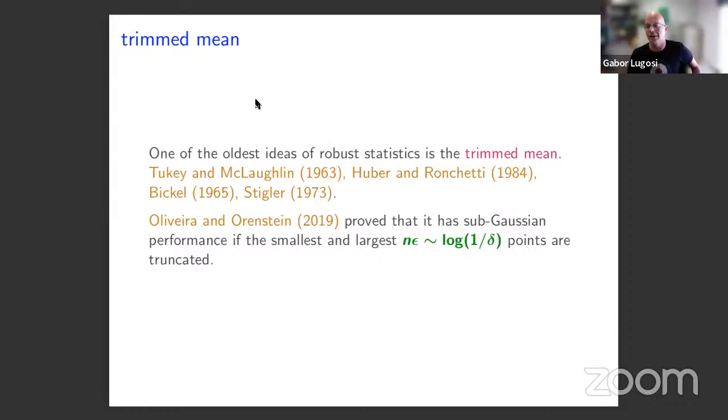So what one does in the trimmed mean estimator is simply trim the largest and smallest values of the data, just throw them out in the garbage, and take the empirical mean of the rest. This simple heuristic actually turns out to be the right thing if the number of samples that one trims off is appropriately chosen. So if it's about log 1 over delta, remember delta is the probability of error that we allow. If you trim off that many values, then this estimator also has a sub-Gaussian performance, and this was proved recently by Roberto Imbuzeiro Oliveira and Paulo Orenstein.